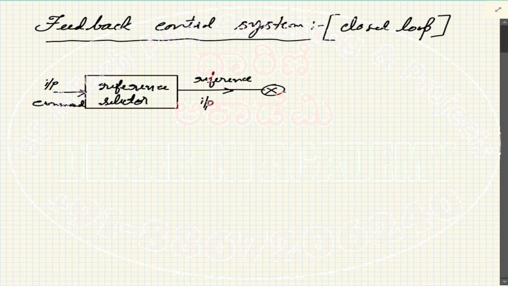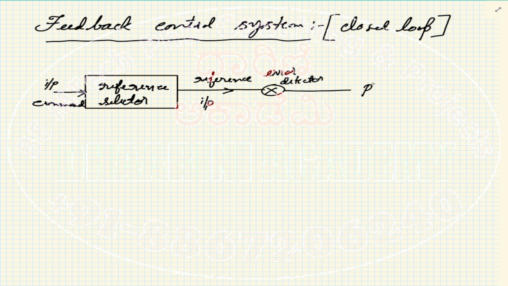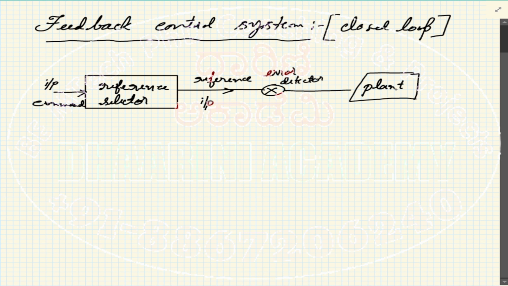All right, then this will go to a specific block. It's a product modulator, or in terms of a signal it actually subtracts one from the other. But anyway, right now we are not discussing what type of feedback it is. So as of now, it's simply called an error detector that actually gives a signal to the plant and produces the output.